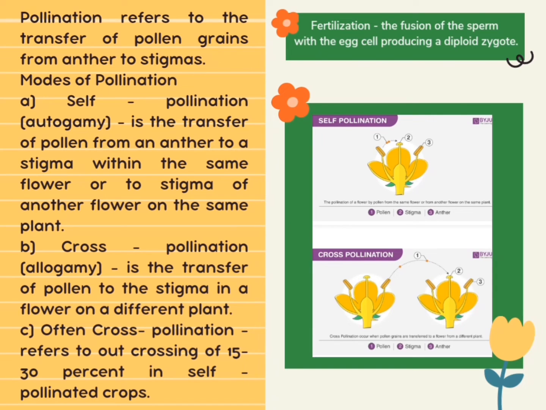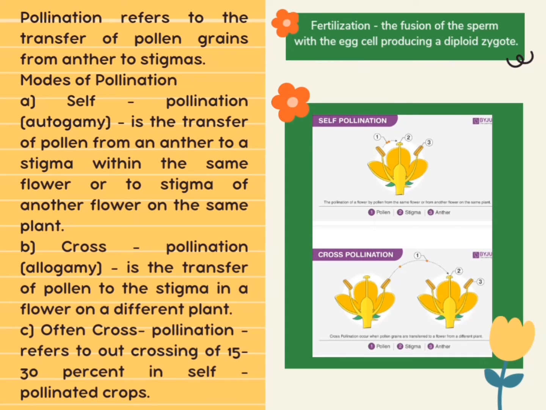Modes of pollination. Self-pollination or autogamy is the transfer of pollen from an anther to a stigma within the same flower or to a stigma of another flower on the same plant. Cross-pollination or allogamy is the transfer of pollen to the stigma in a flower on a different plant. Often cross-pollination refers to outcrossing of 15 to 30% in self-pollinated crops.